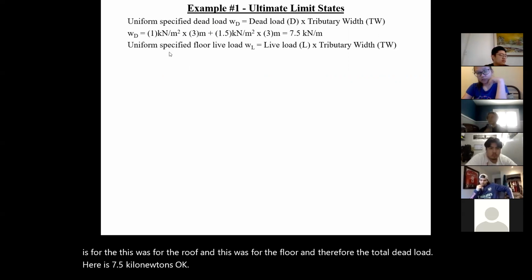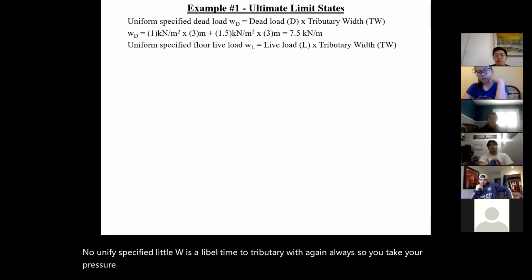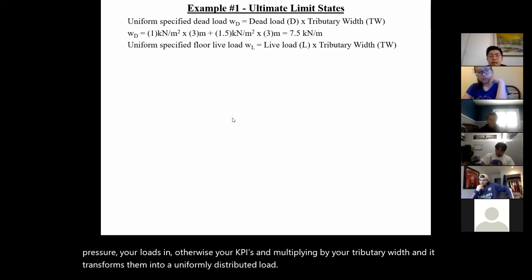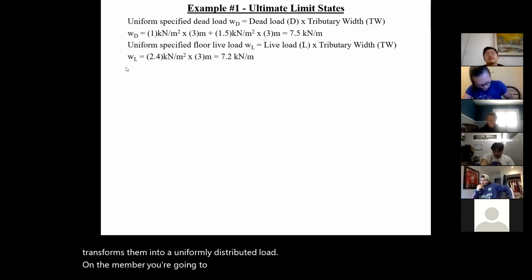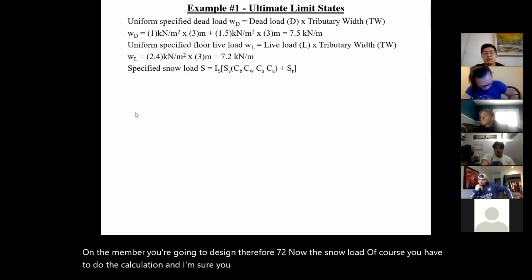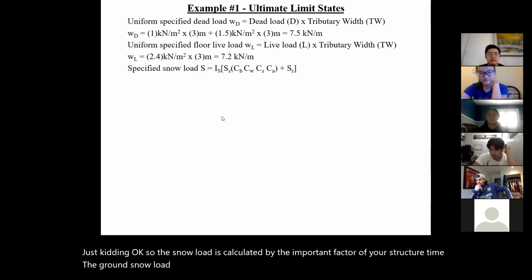Now, the uniformly specified load W is the live load times the tributary width again, always. So you take your pressures, your loads, in other words, your kPa, you multiply them by your tributary widths, and it transforms them into a uniformly distributed load on the member you want to design. Therefore, the 7.2. Now, the snow load, of course, you have to do the calculation, and I'm sure you guys all remember this equation, right? Just kidding. Okay, so the snow load is calculated by the importance factor of your structure times the ground snow load times all these factors plus the associated rain.